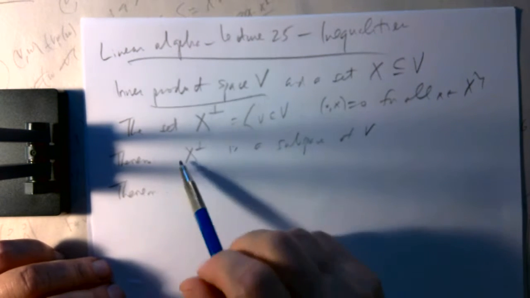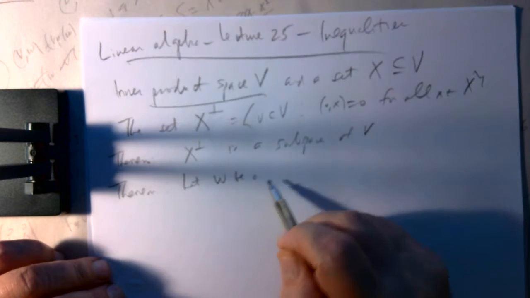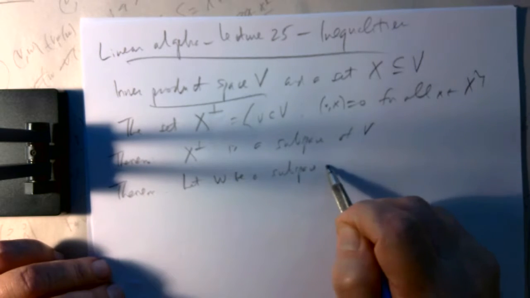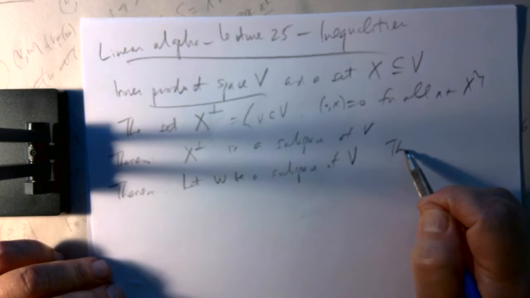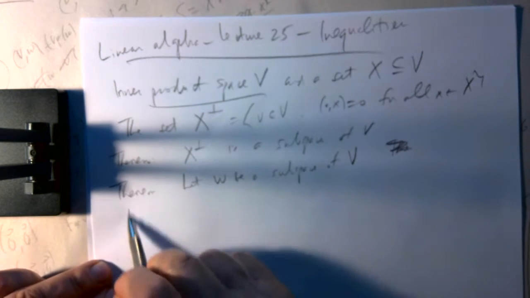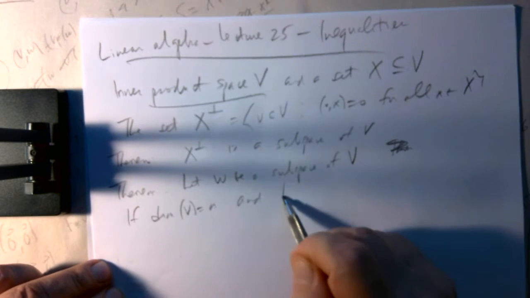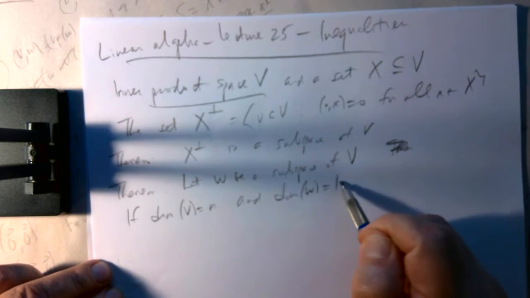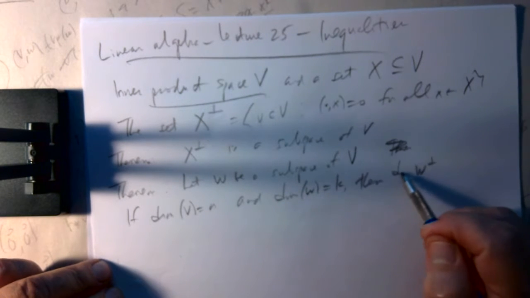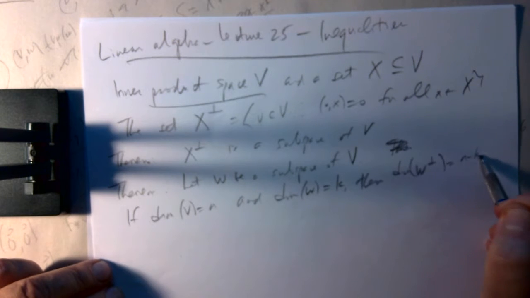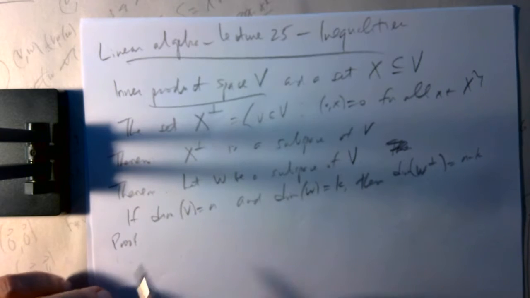So again, V is an inner product space. Let W be a subspace of V. Then, so if the dimension of V is n, and the dimension of W is k, then we know that W perp is a subspace. Its dimension is n minus k. And a proof goes as follows.